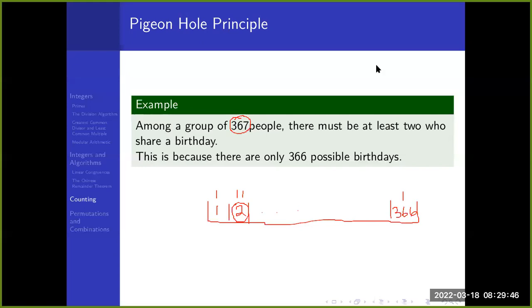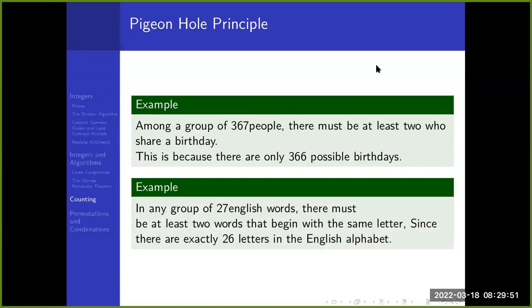So here is an example. In any group of 27 English words, there must be at least two words that begin with the same letter. This is because you have exactly 26 letters in the English alphabet. Again, the idea here is to figure out what the boxes or pigeonholes are and what the objects are. So the pigeonholes in this case will be the alphabet. If you count, you'll have 26 letters in total.